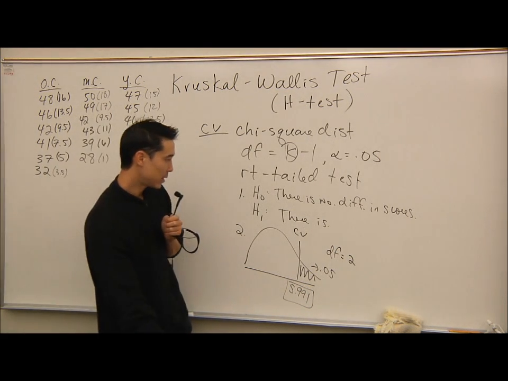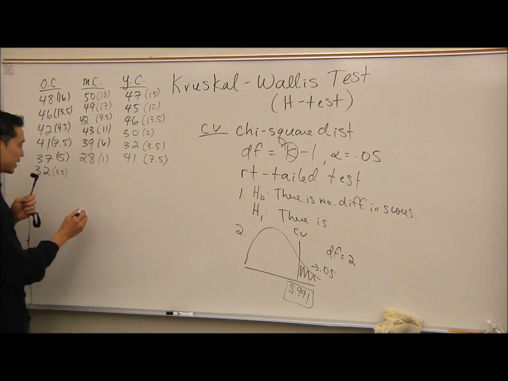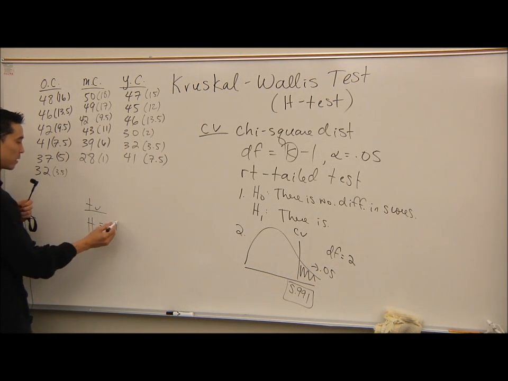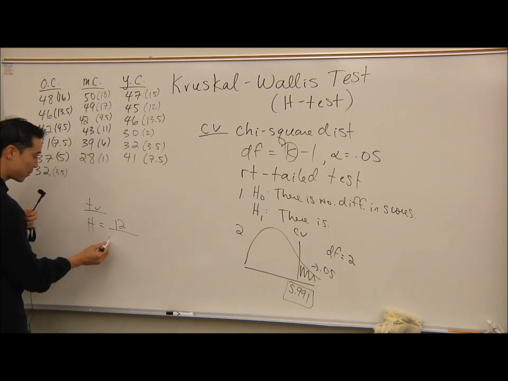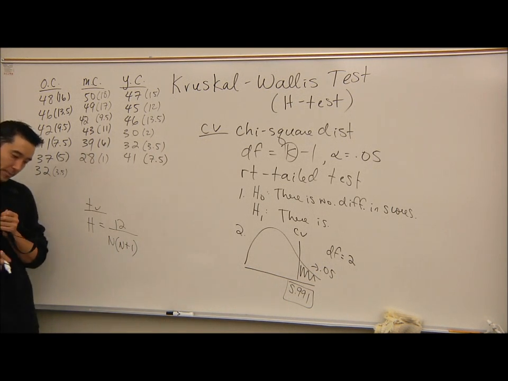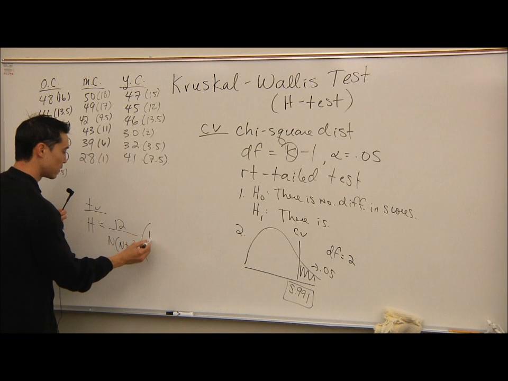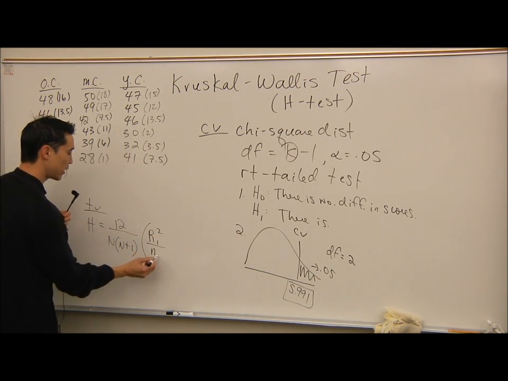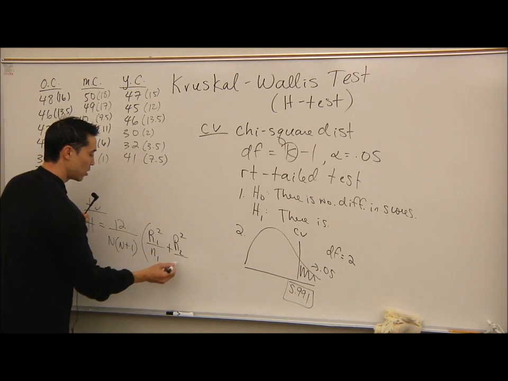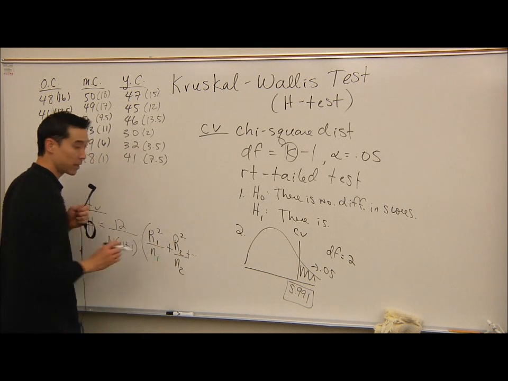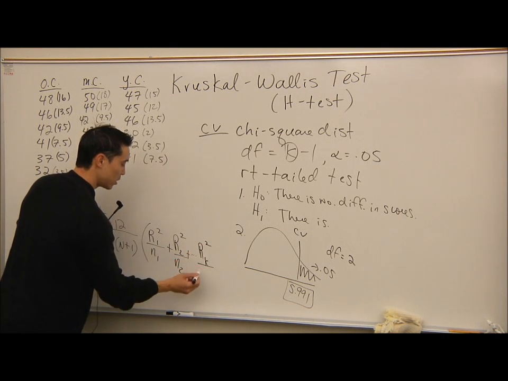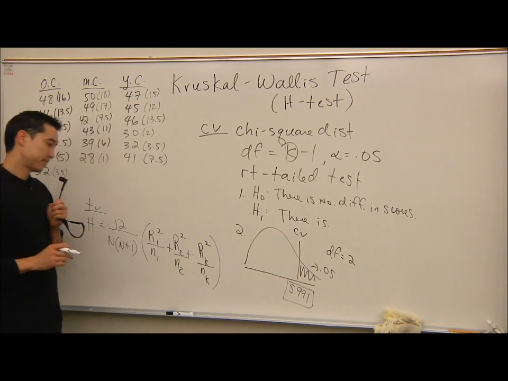All right, now I need to tell you what the test value formula looks like. It's H equals, that's why it's sometimes called the H test. H equals 12 divided by capital N times capital N plus 1. Please make sure that's a capital N, not a lowercase n. Times, big parentheses, R1 squared over small n1 plus R2 squared over small n2 plus dot dot dot however many R's you have. So I'm going to put Rk squared over small nk.